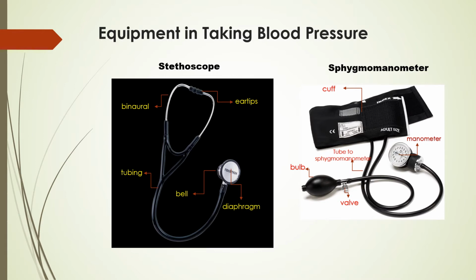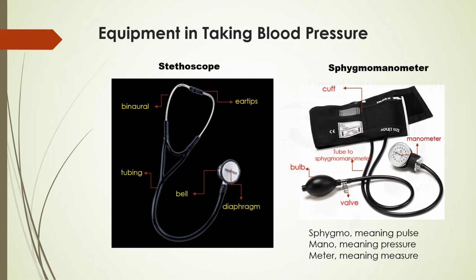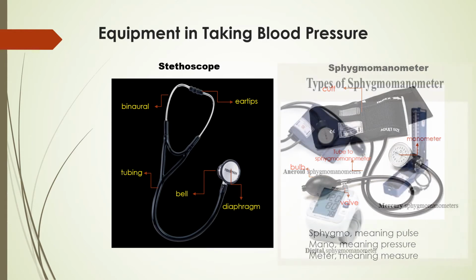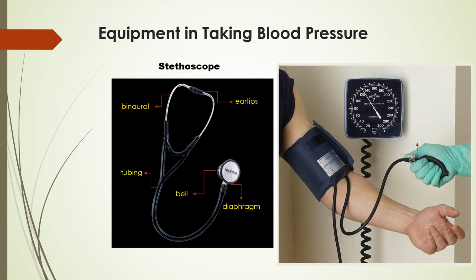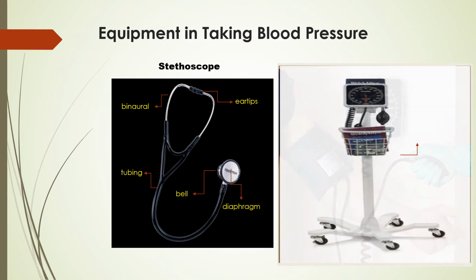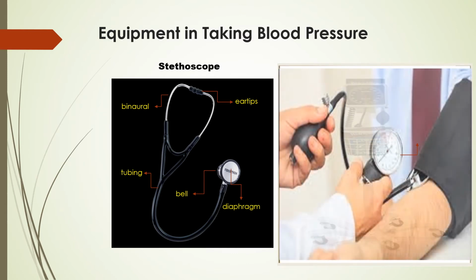Sphygmomanometer is a combination of three Greek words: sphygmo meaning pulse, mano meaning pressure, and meter meaning measure. Sphygmomanometers have different types. We have the aneroid sphygmomanometer, mercury sphygmomanometer, and digital sphygmomanometer. The one that we are going to use later on is the aneroid sphygmomanometer. Depending on your equipment, the gauge can be mounted on the wall, attached to a small rolling stand, or small enough to hook directly on the cuff itself.